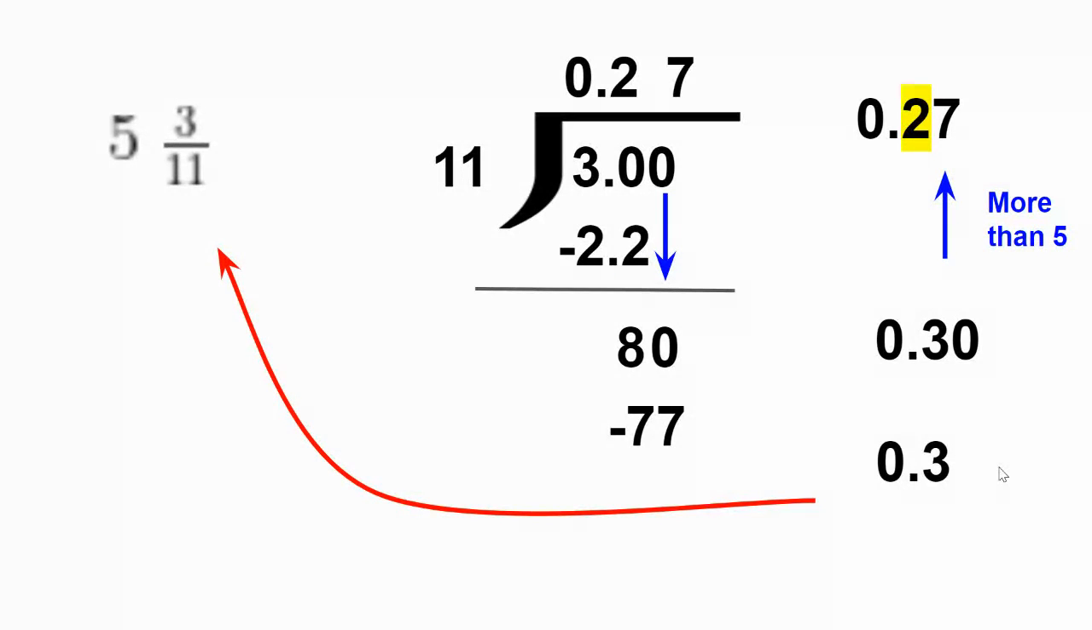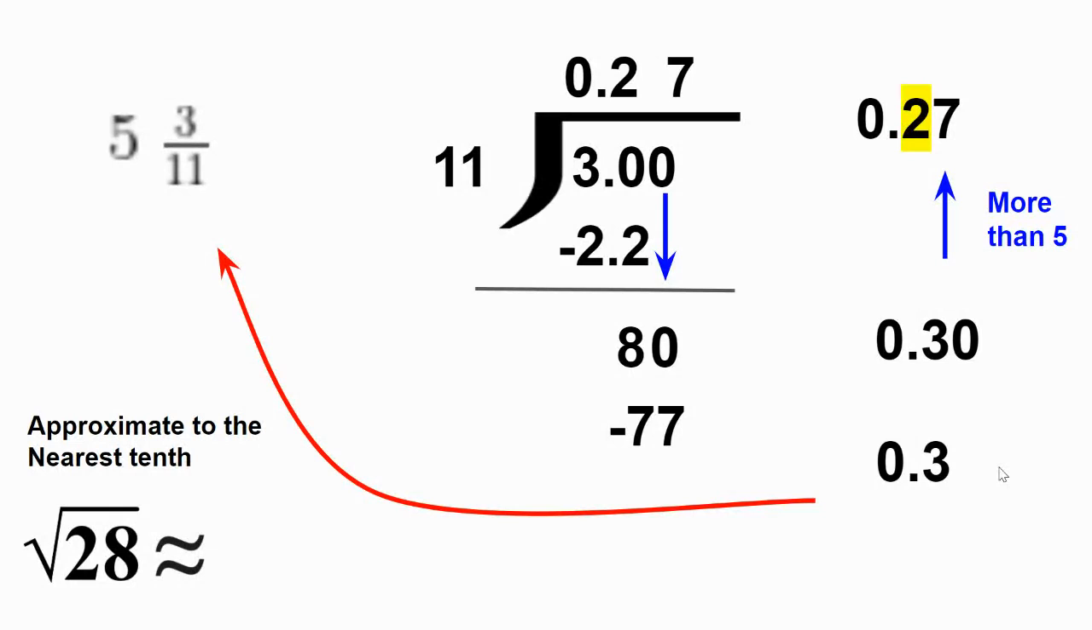Now we put it all together. What is our approximation to the nearest tenth? It's going to be right there. Notice those squiggly lines; that's the approximation. So the square root of 28 is approximately, and we put the 5 together with the 0.3, and that is our final answer: 5.3 is the approximation for the square root of 28 to the nearest tenth.